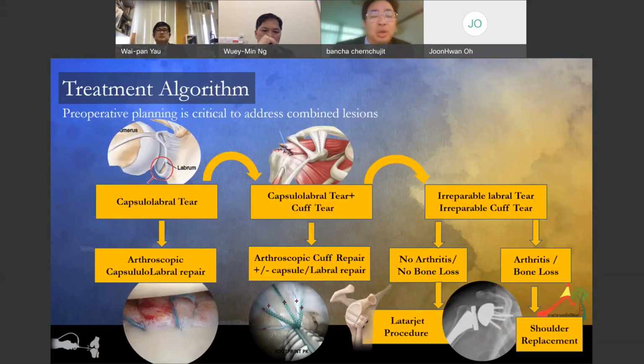So this is the treatment algorithm. You should look for the pathology. Is it just the capsulolabral tear, or is it the capsulolabral tear together with a cuff tear? Is the cuff repairable, or the labrum repairable or not? Is there any arthritic change or bone loss? Is there any severe locked dislocation? So in this situation, you may end up with Latarjet or with shoulder arthroplasty.